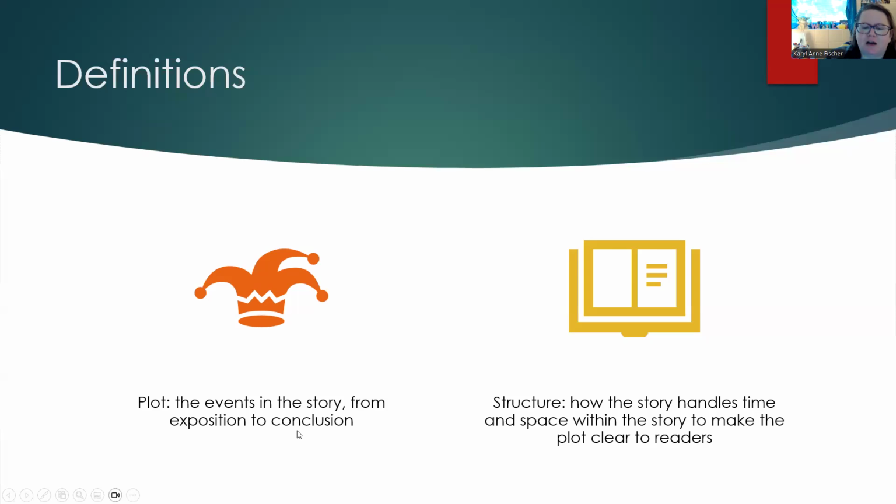So far we've talked about characters and setting, things like that. So we have all of the elements of our short stories, but how do we put them together? That's where plot and structure come into play. Plot is the events in the story and the narration and the backstory and all of those things. Those are the specific events that happen. Structure is how the story puts those in order, how it handles time and space within the story to make that plot clear to the readers. It's not always in a particular order. Sometimes that order is going to change.